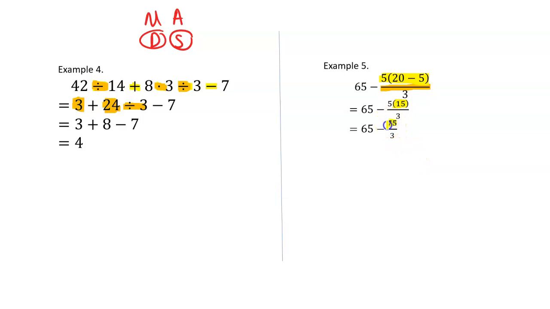And now we have this horizontal line meaning division, and there's a minus, and we know division has higher priority. So we're going to have to do 75 divided by 3, which gives us 25. And then we do 65 minus 25, that gives us 40.